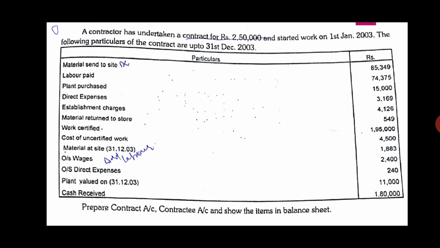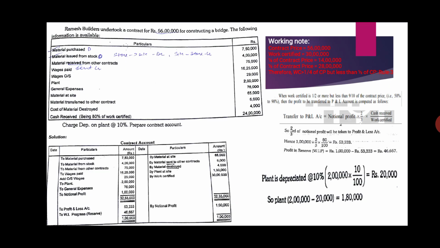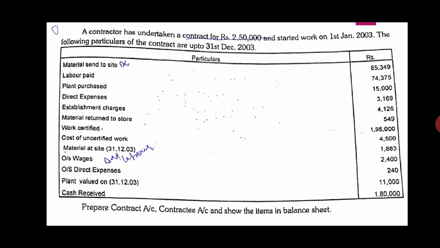Next is material at site. Whenever we are confused with the name, but in the bracket it is written as of the closing date, it means always a credit item. So material at site, credit side. Outstanding wages will be added to the labor paid on the debit side. Outstanding direct expenses will be added to the direct expenses on the debit side. Next is plant valued on 31st December. Again a closing date has been mentioned, so it indicates writing it on the credit side of the contract account.